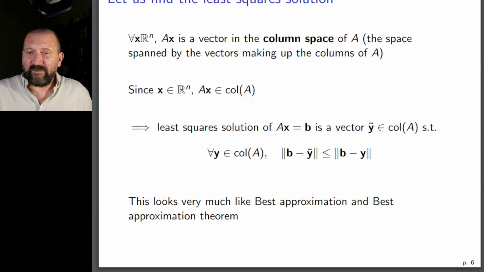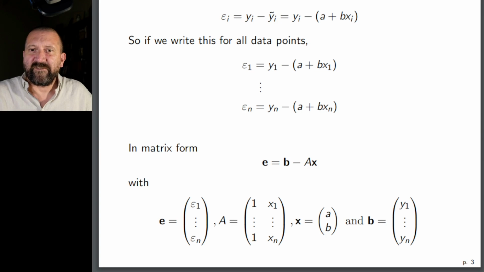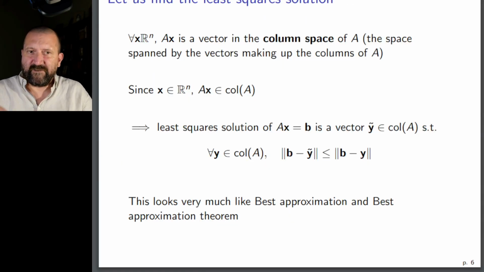But here, remember that the matrix we are looking at has 2 columns and n rows. So this is quite different from a situation of having a square matrix. That matrix is definitely not square. And the column space here is simply the space spanned by these 2 vectors. Okay, now let's go back to this. For any vector x, Ax is in the column space of A, which we denote col of A.